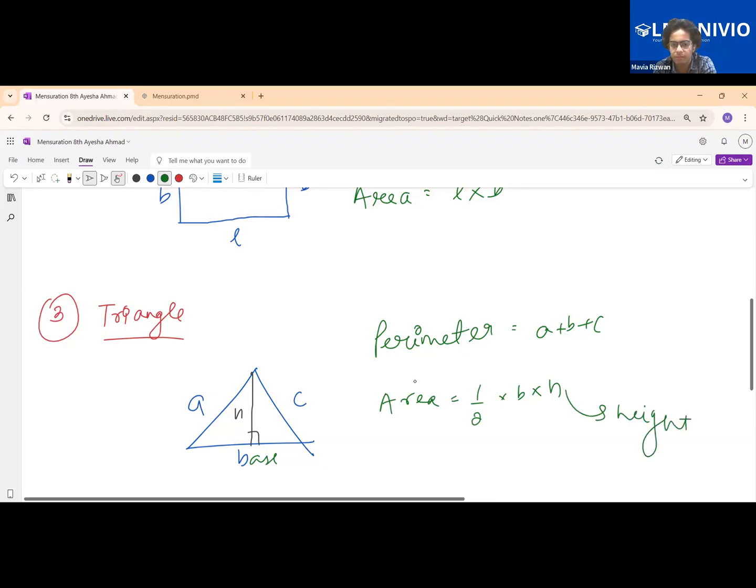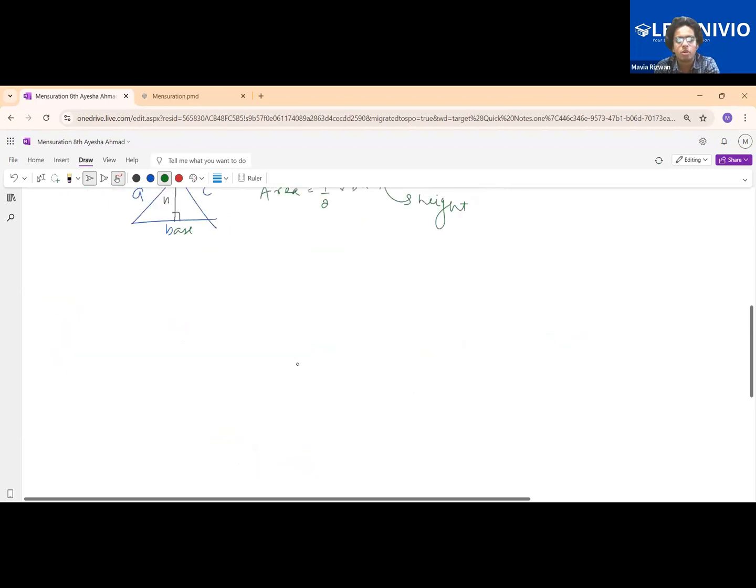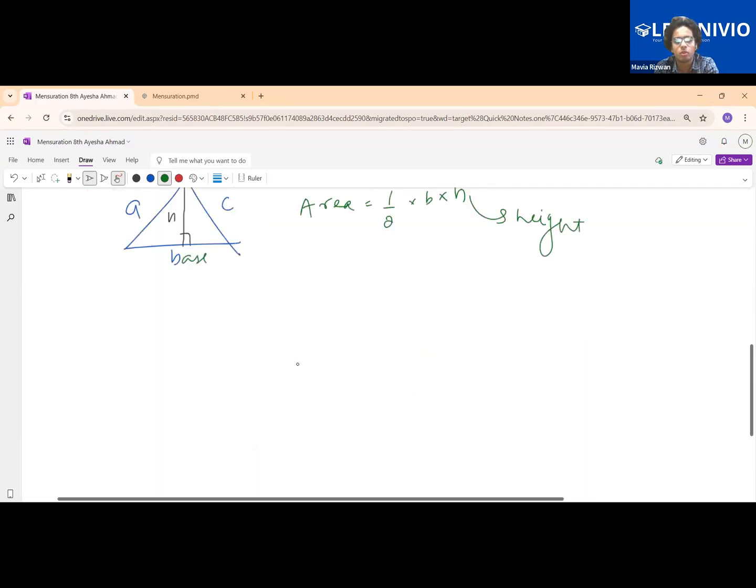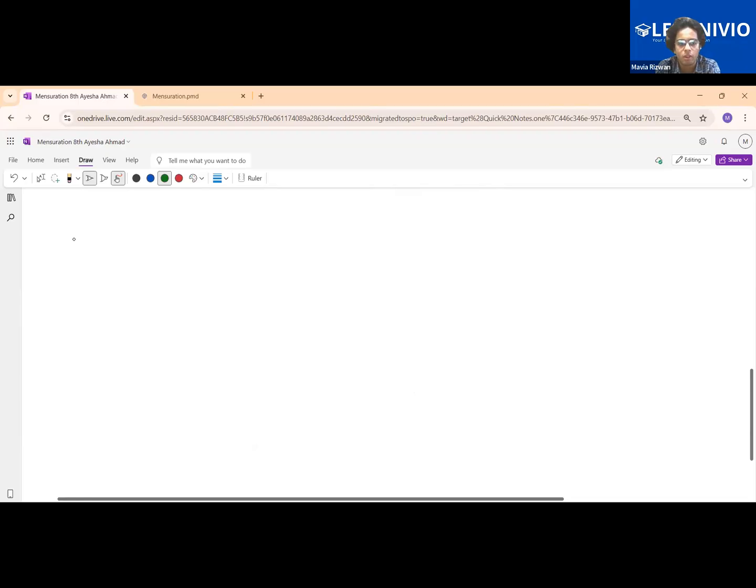Okay, Aisha, the triangle is clear. Now moving on to the parallelogram. You might not know the area of it. It was simple, length into breadth only? No, that's a different case. The area of a parallelogram is not L into B. The perimeter can be the same.